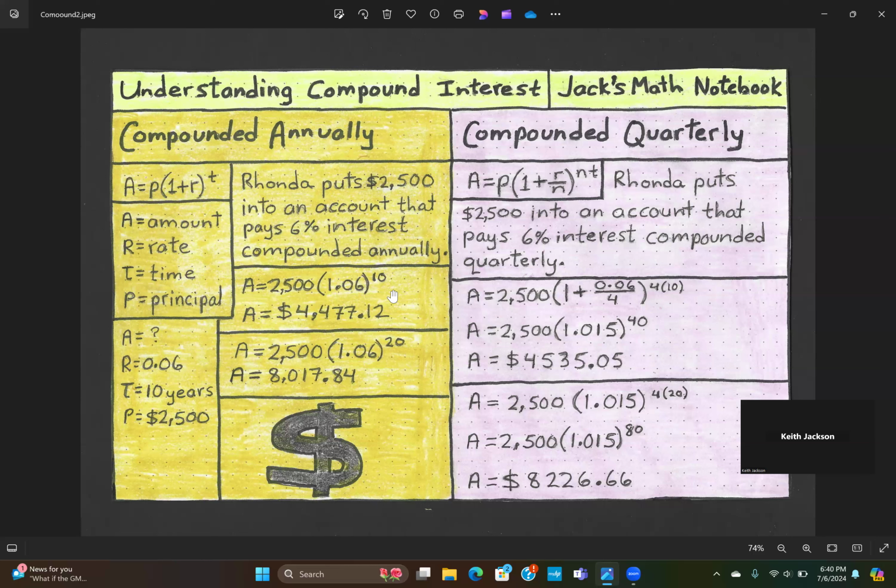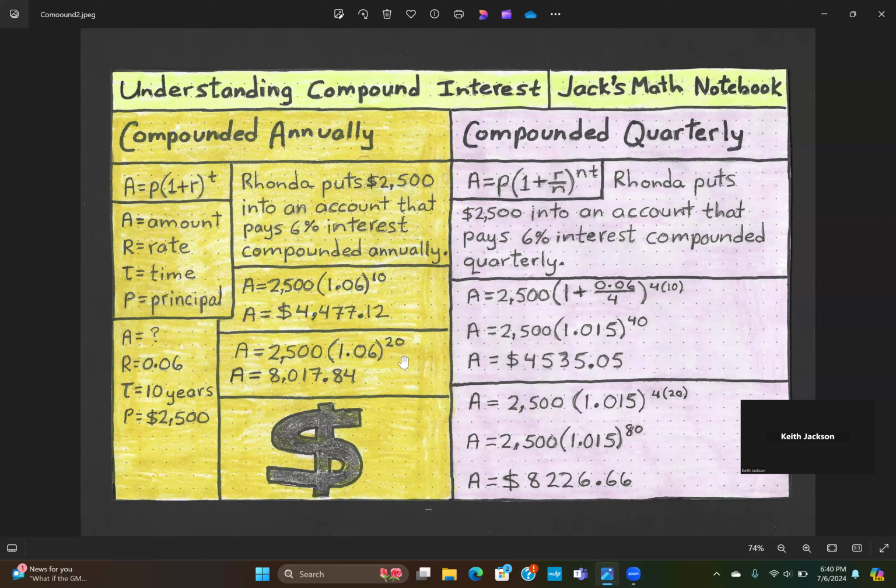If you plug it in and compute it, you will get 2,500 times the quantity of 1.06 raised to the 10. This time we're doing it for 10 years, and when you plug that into your calculator, you're going to get a new amount of $4,477.12. Now, what if we take that $2,500 and compute it for 20 years?